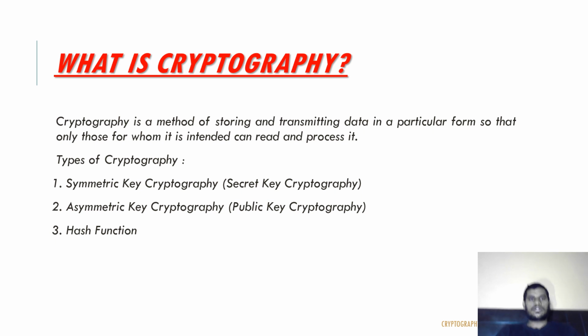What is cryptography? Cryptography is a method of storing and transmitting data in a particular form so that only those for whom it is intended can read and process it. Types of cryptography: symmetric key cryptography, which is called secret key cryptography, and asymmetric key cryptography, which is called public key cryptography, and hash function.